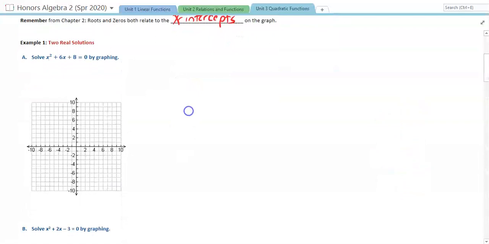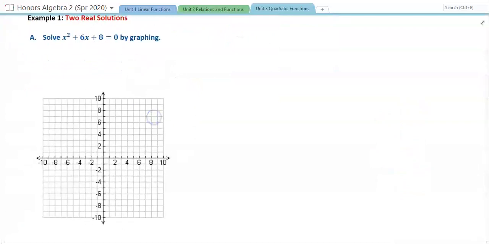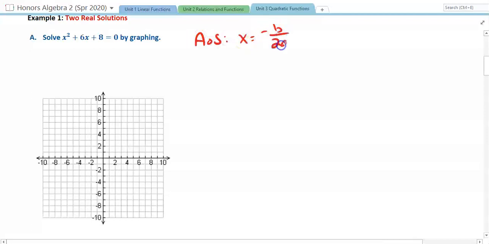Solve x squared plus 6x plus 8 is equal to 0. And so remember, we're going to first find the axis of symmetry. And that axis of symmetry, remember the formula is x equals the opposite of b over 2a. And so remember, our b is in front of the x term, our a is in front of the x squared term, and so our b is 6, so we're going to get the opposite of 6 over 2 times 1, so it's negative 6 over 2, which is negative 3. And so my axis of symmetry is x equals negative 3. And so that's coming down like so.